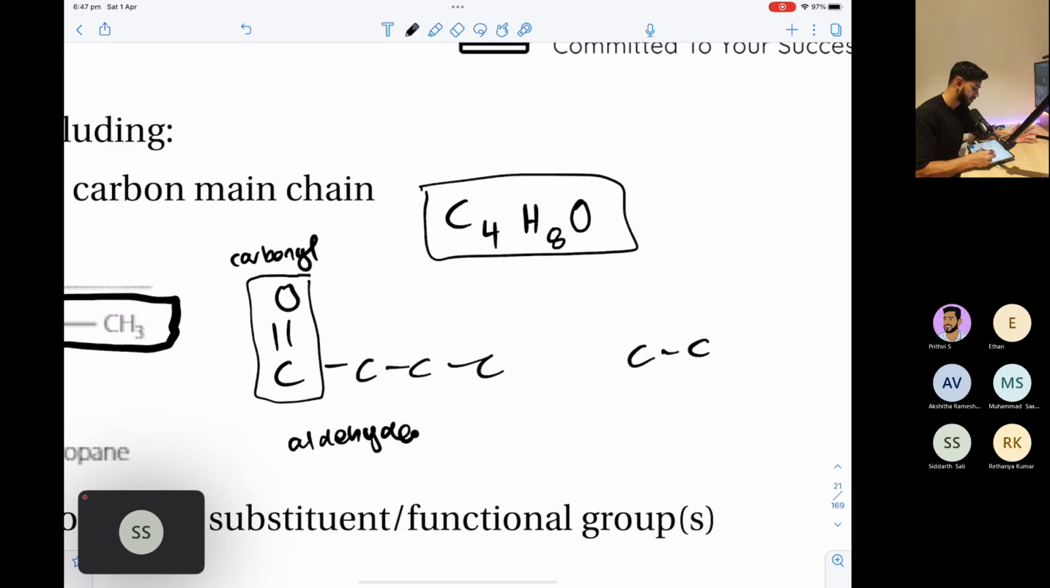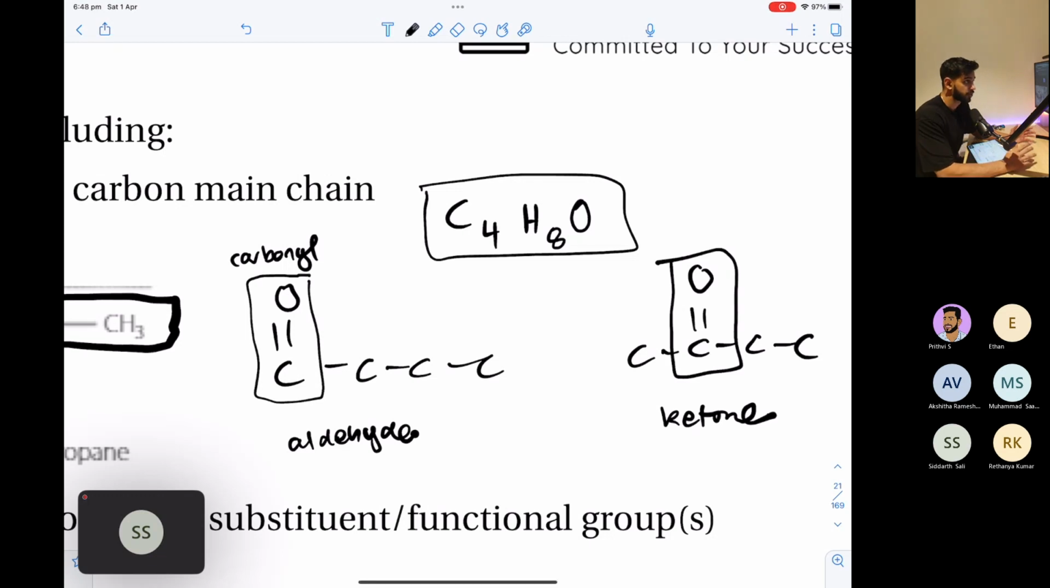Whereas when we have a C double bonded to an O in the middle, it falls under the functional group of a ketone. And when we say functional group, remember, we're talking about sites of reactivity. It's the difference between a single and a double bond, the difference between a double and a triple bond. Those are all 3 different functional groups. The same with this case. These are 2 different functional groups.